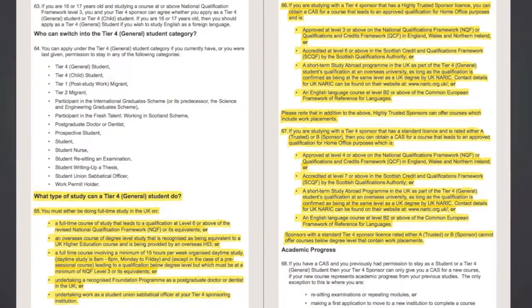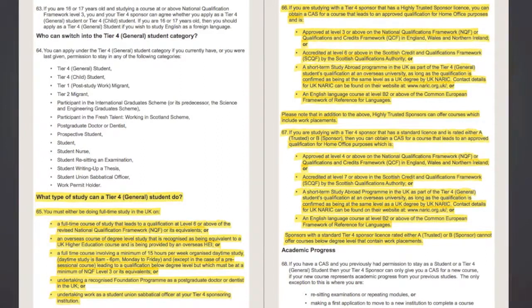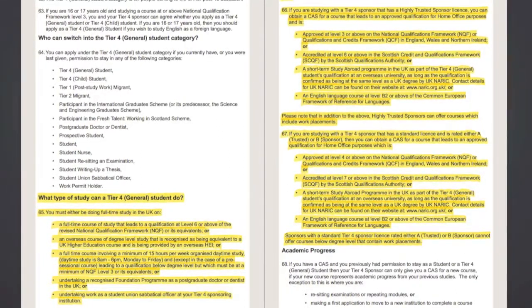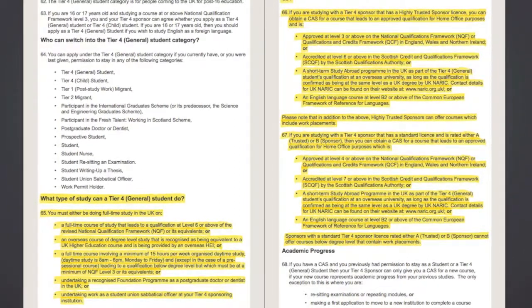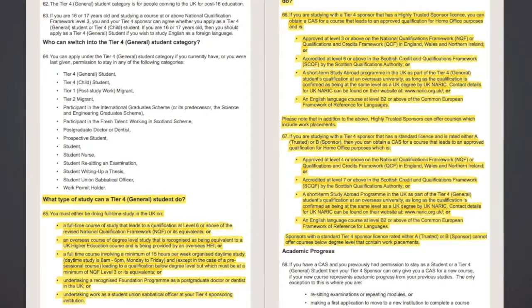The Home Office specifies certain requirements of the course which the student will be studying in the UK. Generally, it must be a full-time course and lead to, for example, a UK recognised bachelor's degree or higher, or a course from an overseas higher education provider which is recognised as being on the same level.